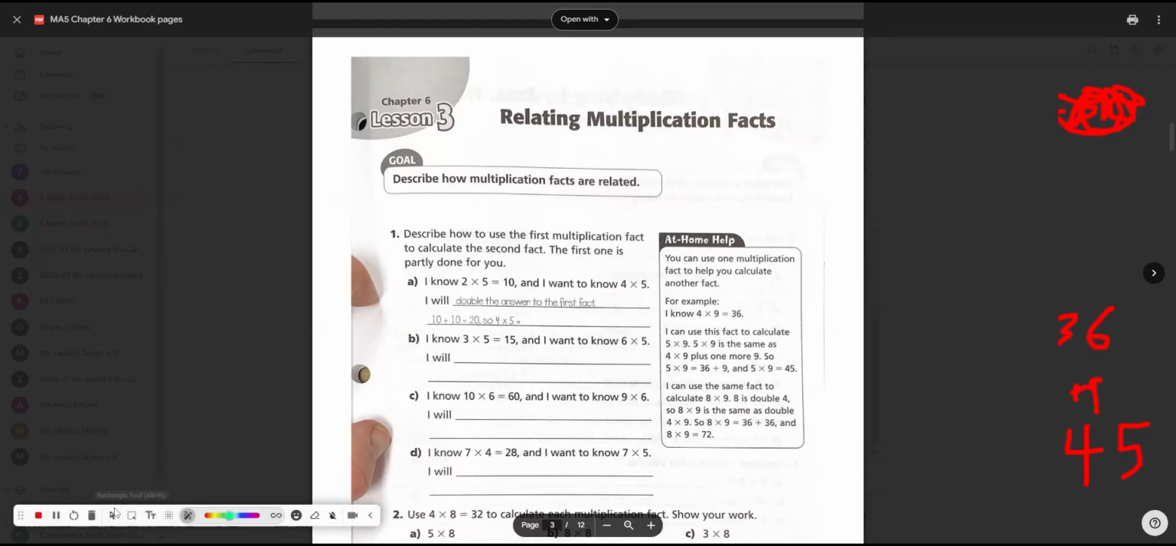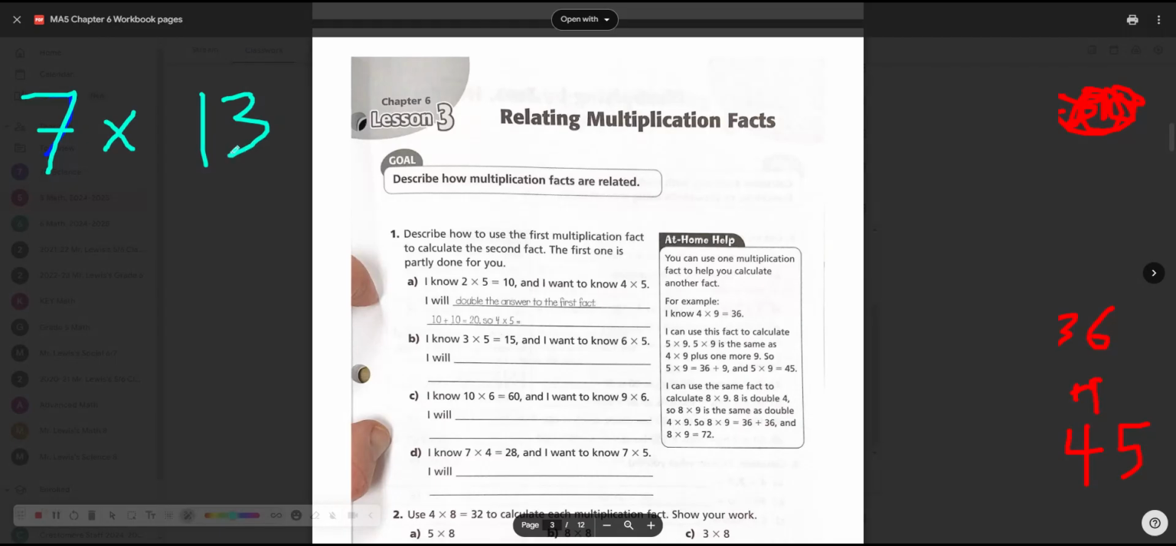Let's do one last one. Let's say they gave us 7 times 13. I'm a math teacher, and I don't know what that is off the top of my head. I'd have to sit down and think about it. Well, you know what? I do know what 7 times 10 is, because I'm pretty good at my 10 facts, and most people are too. 7 times 10 is 70, absolutely.